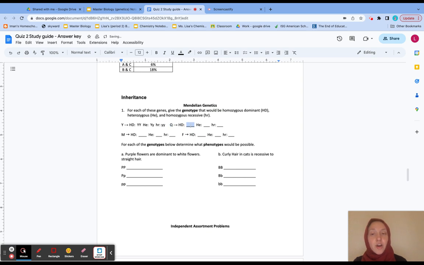Homozygous dominant, so the HD stands for homozygous dominant. What would it be for Q? Homozygous means the same, and they would both be dominant.